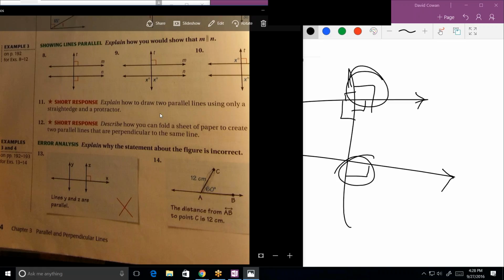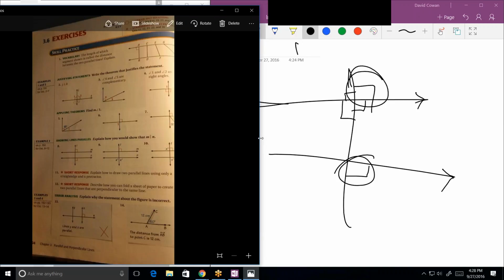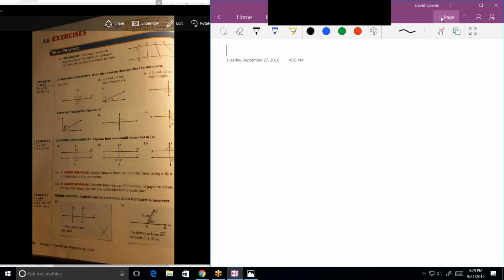Explain how to draw 2 parallel lines using only a straight edge and a protractor. I don't think we ever learned this with a protractor. Well, this is only a compass. Okay, well, I'll show you how to do it.